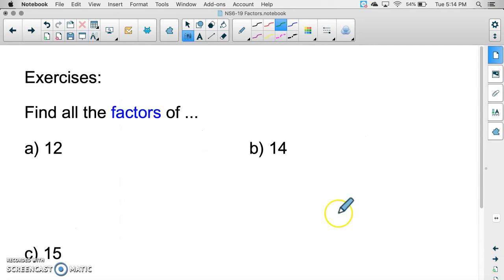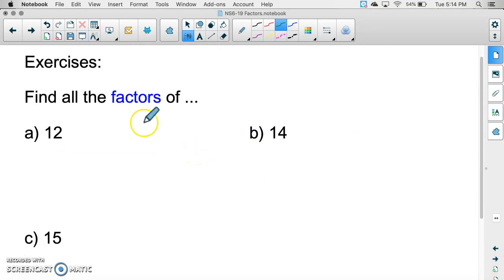So now I want you to think about these numbers. You're going to find all of the factors for 12, 14, and 15, thinking in terms of multiplication. So what numbers can you multiply to each other to get to these numbers? When you're done finding all the factors of the number 12, I want you to resume your screencast.